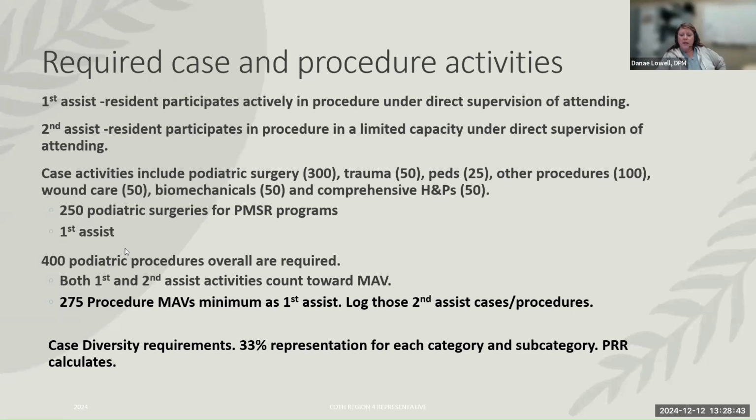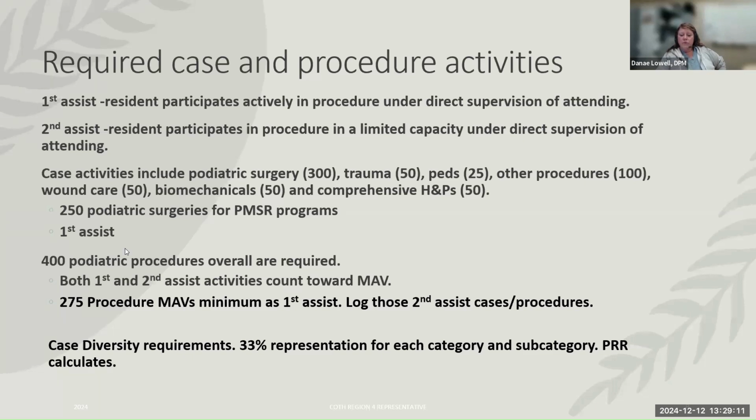If you add up the category 1 through 5 procedure MAVs, it equals 275, yet the total overall procedure required MAV is 400. The total number of 400 is either reached by doing greater than 400 cases as first assist or logging second assist cases to meet the requirement. Guidance is to log all cases residents participate in.